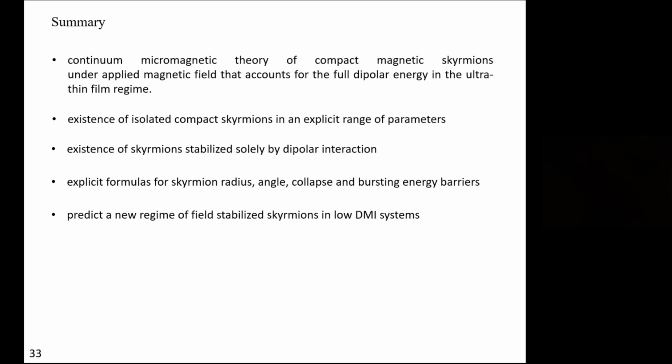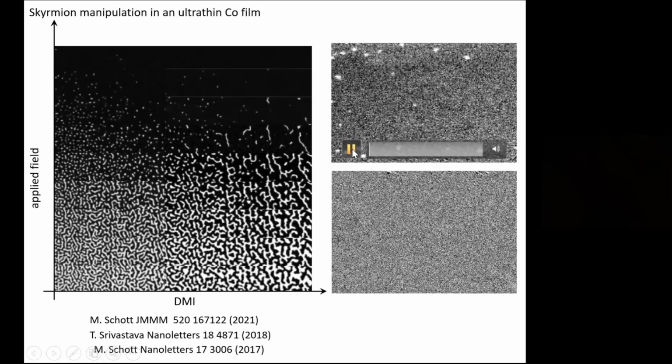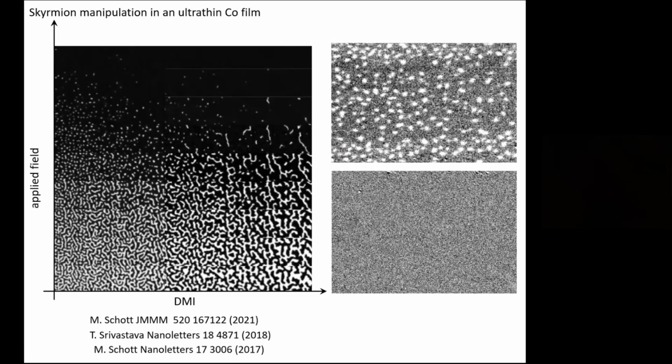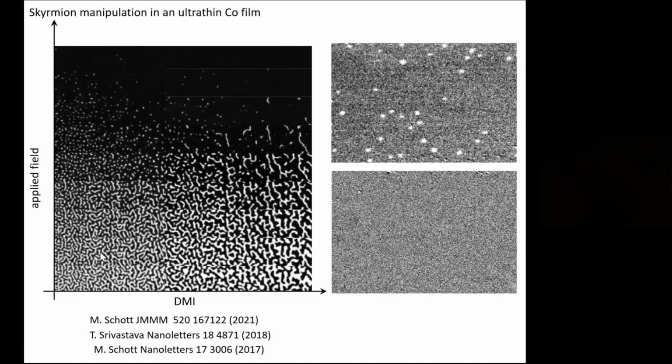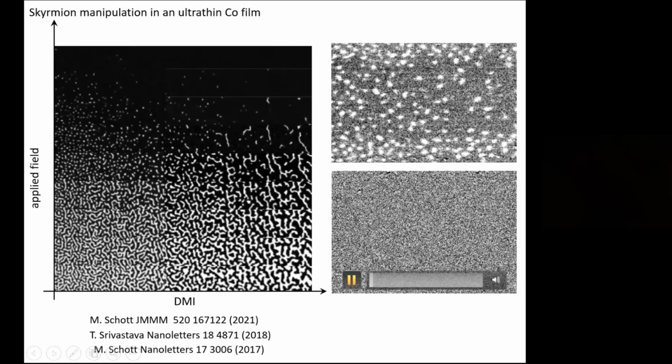And just quickly, I want to show you that in my spare time, I'm also doing some experiment where we observe in ultrathin, like 2 monolayer cobalt systems, some stripe domains and skyrmionic bubbles. And we are working to control the nucleation of these skyrmions by applying an electric field here through a transparent electrode. And we can also control the stripe domains.